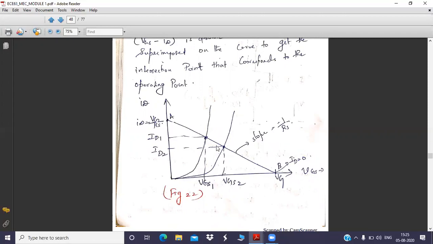You understood my question. Once again, I'll repeat. I am trying to increase Rs. I'm taking a large value of Rs. Obviously, the slope is becoming less. Slope less means this line is becoming less steep. Just recollect the words less steep. What does it mean? Whether this line will come downward or whether the line will come upward.